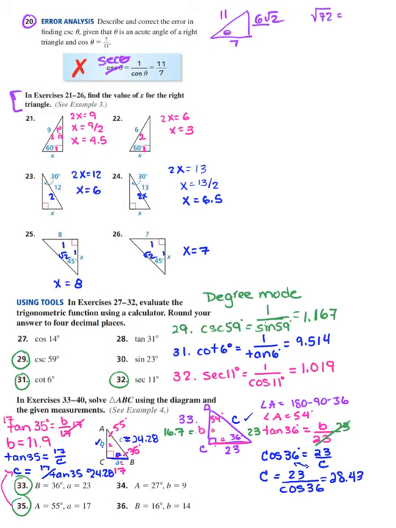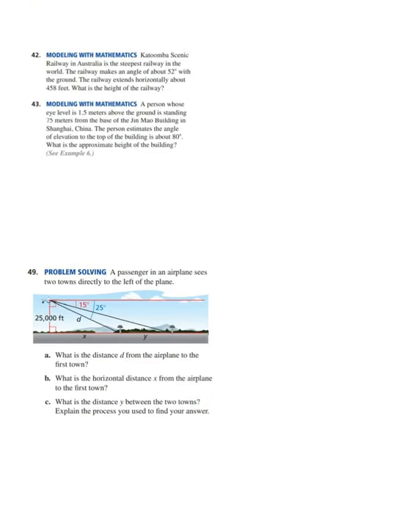All right, so that is how you would solve for the right triangle and find your various reciprocal functions. Okay, so we're going to do an application problem, and since it is a right triangle, you can usually just throw down a right triangle and label it, but let's see what we have here. Katoomba Scenic Railway in Australia is the steepest railway in the world. The railway makes an angle of about 52 degrees with the ground.